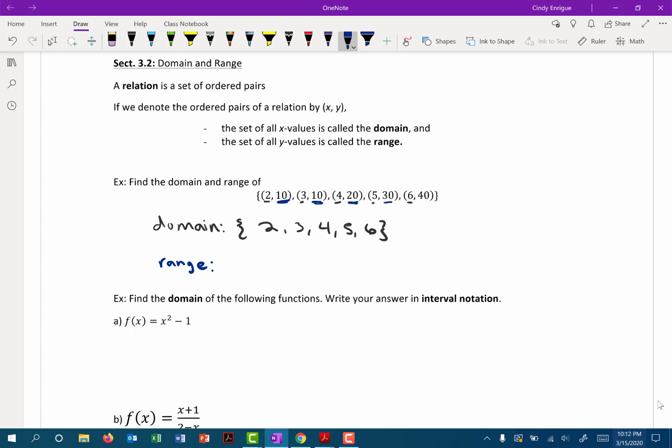So I'm going to underline all of my y values. Notice how 10 is repeated. So we do not put the repeat value. We only write it once. So the range we have 10, 20, 30, and 40. Okay. So it's very important to not have repeat values in your range.